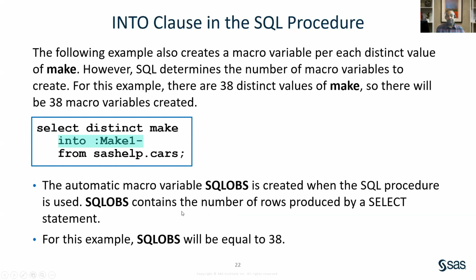Down at the bottom, there's a reference to an automatic macro variable. Not the ones you're creating, but an automatic one that you get whenever you use PROC SQL. And you can put that to use. It's called SQLOBS. It will tell you how many records you have in the result set, the result of that PROC SQL step. So if I'm trying to do something iteratively with a macro do loop, I want to know how many I have because I can use SQLOBS. In this case, since I have 38 makes, SQLOBS will also be 38. It tracks the number of rows that were produced.